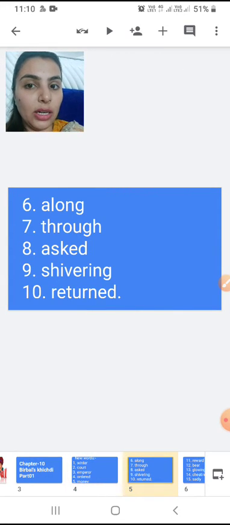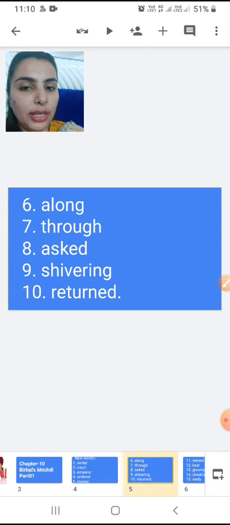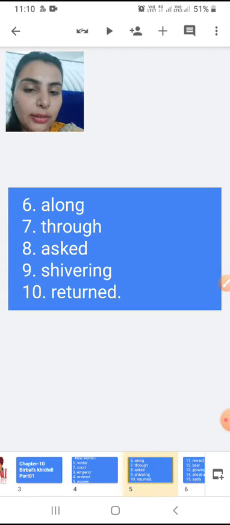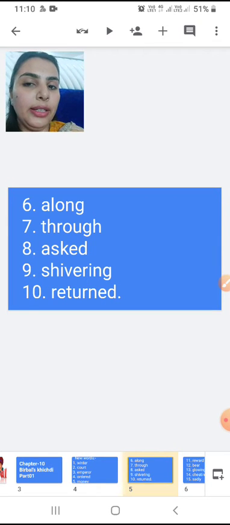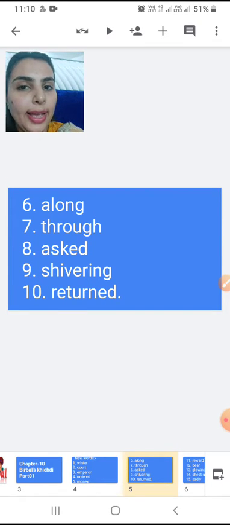Sixth word is along. A-L-O-N-G. Along. Seventh is through. T-H-R-O-U-G-H. Through. Eighth is asked. A-S-K-E-D. Asked.